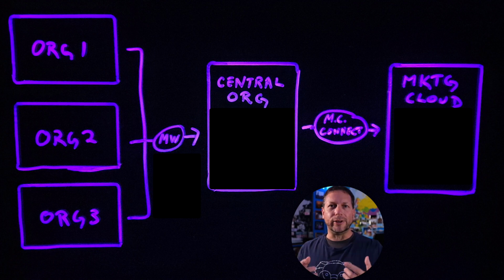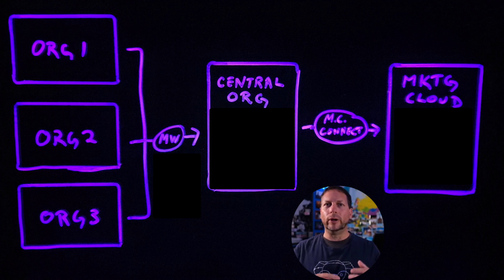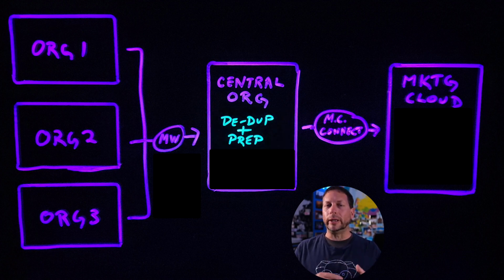Now, as far as the connection to Marketing Cloud itself is concerned, this is probably the most straightforward approach out of all of the ones we're going to cover in this series, because it allows you to still use the standard single org connector. It doesn't require you to use business units or redo any other work in Marketing Cloud if you were already connected to that central org. You don't have to upgrade to Enterprise Edition. And you can also use that central org for deduping your contacts or doing any other prep work with your data before you send it to Marketing Cloud.